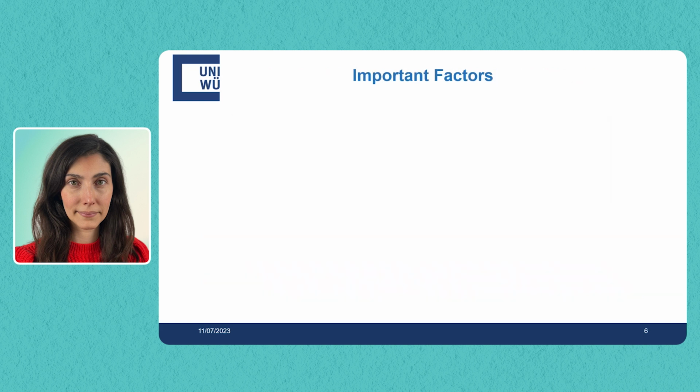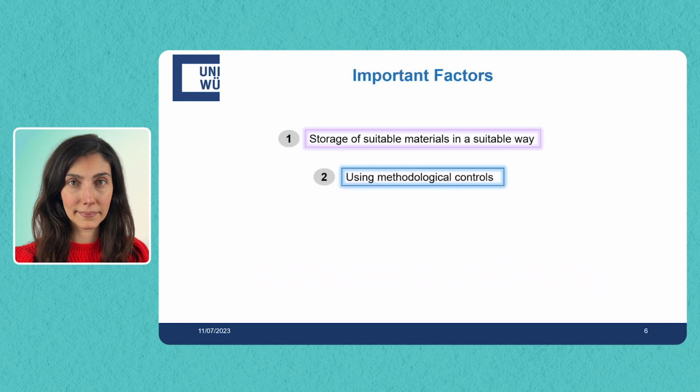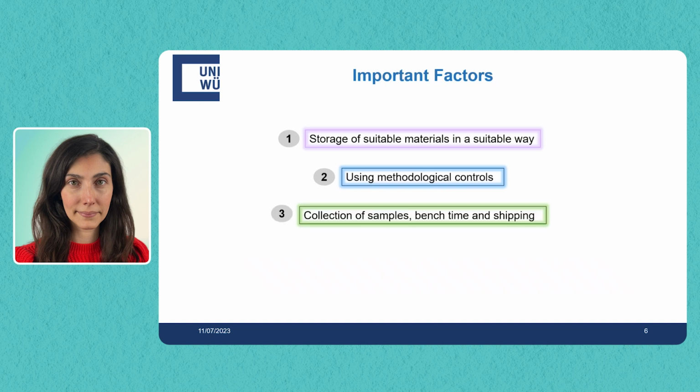What are the important factors if you want to work with cryopreserved samples? First of all, storage of a suitable material in a suitable way. So you have to find a correct storage way, and you have to choose a correct matrix that you can work with. And using methodological controls, as Amaya already mentioned for the comet assay, is very important, so that you can somehow monitor day-to-day variations. Also, to check whether the assay works as expected, you need to use methodological controls.